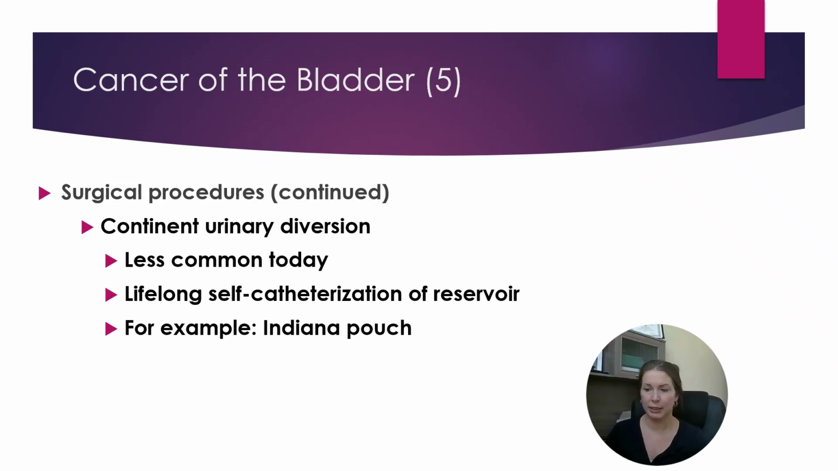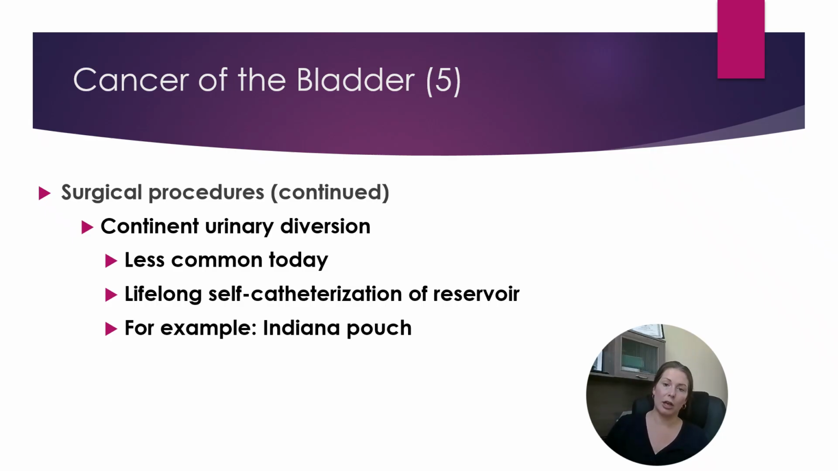Alrighty, lastly, we have the orthotopic neobladder. This is the most common today. I'm actually not familiar with this at all, so I had to look it up. So this is where you create a new bladder from a segment of the intestine. So the ureters and urethra are implanted in this neobladder. And this allows the patients to void through the urethra, mimicking natural urination.